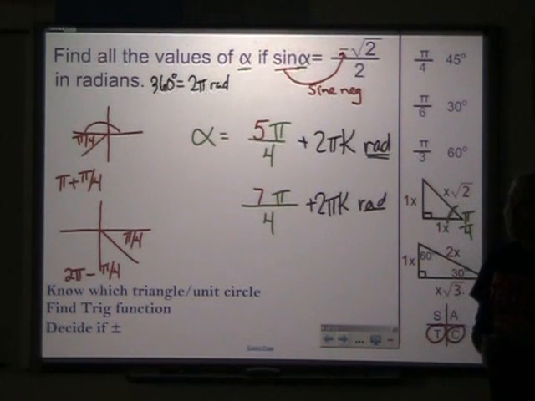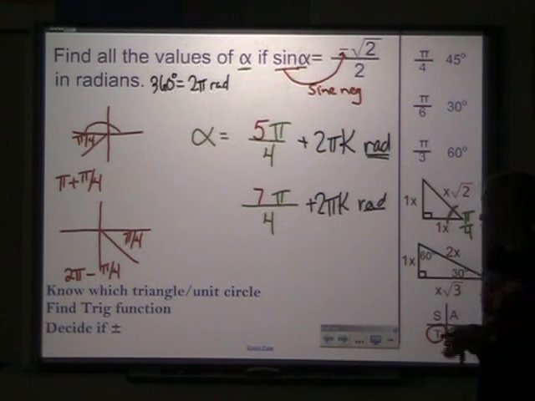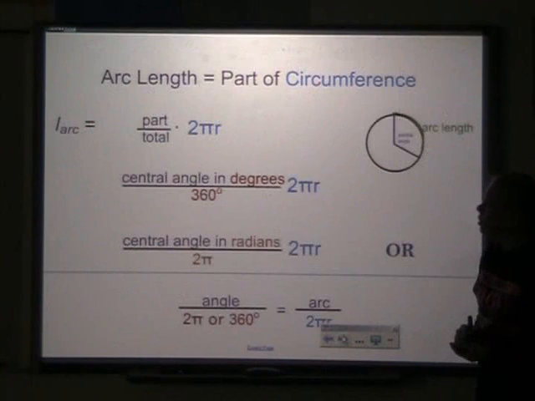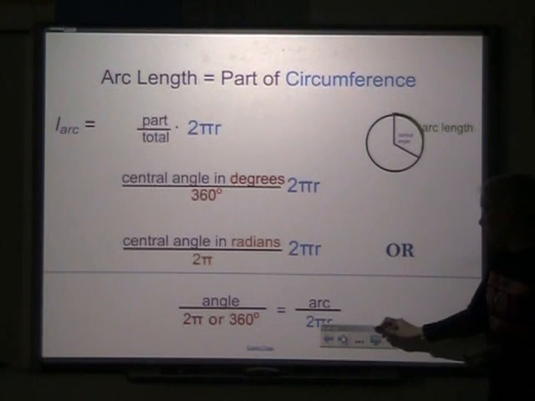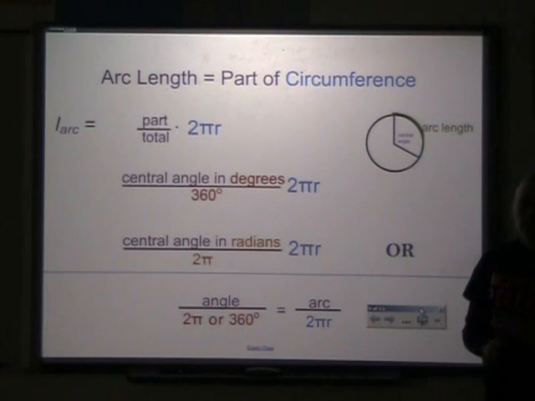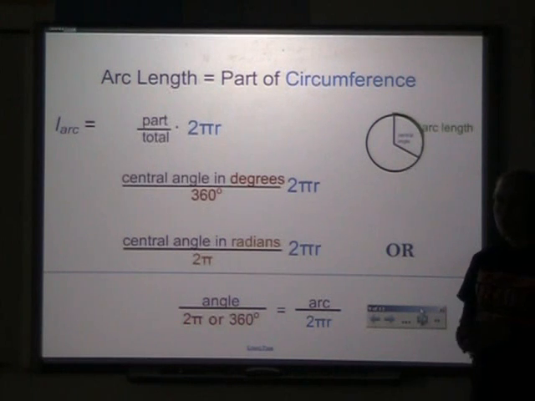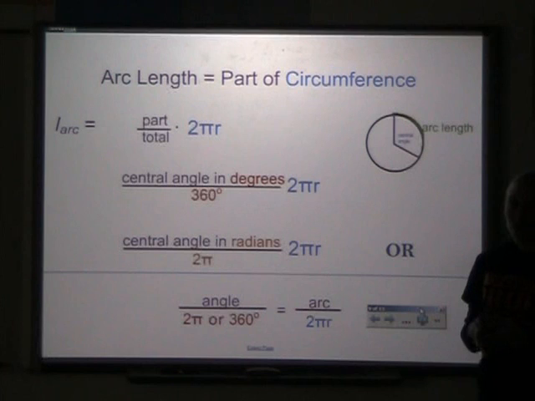And this is why you really have to understand that stuff we did in chapter 5, because we're doing it again, but now in radians, something you're a little bit more unfamiliar with. Okay? The second part of this section is arc length and area of a sector. Both you did in geometry, minus the fact that you didn't always have it in radians.